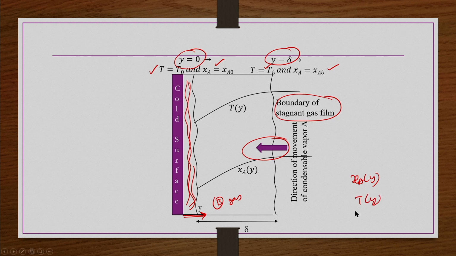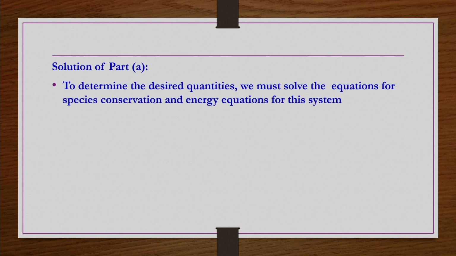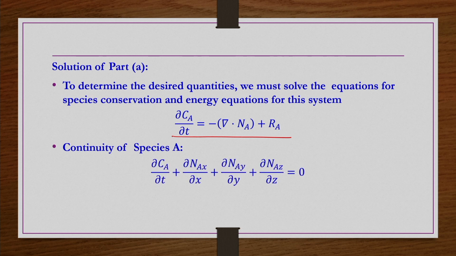This is part A. To determine the desired quantities, we must solve the species conservation and energy equations for this system. This is the species conservation equation in generalized vectorial notation. If you expand this for species A, you have dou Ca by dou t plus dou by dou x of NaX plus dou by dou y of NaY plus dou by dou z of NaZ, and then the reaction term, there is no reaction occurring, so Ra is 0, right.